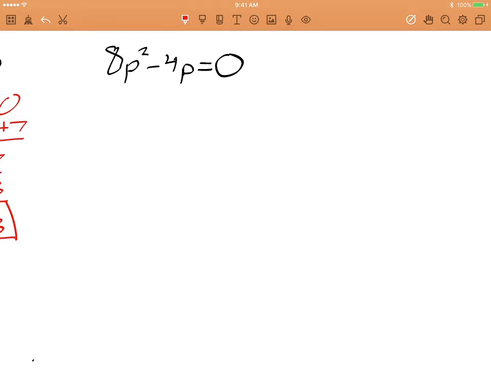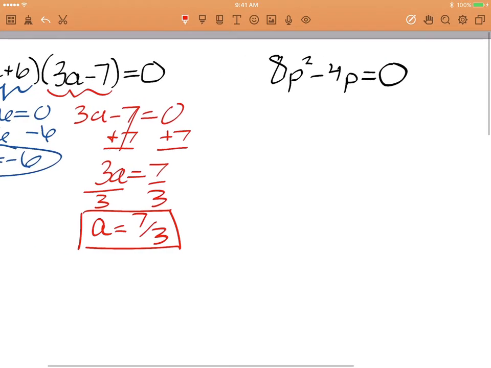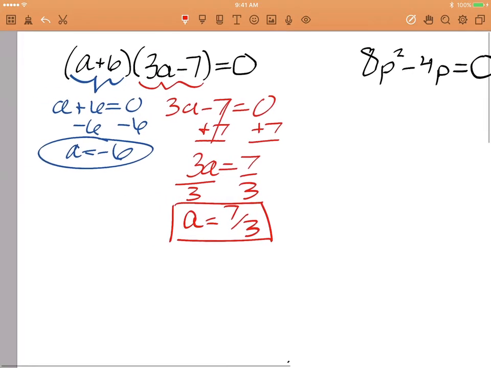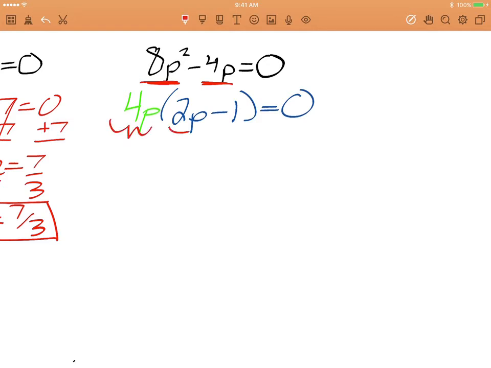Let's look at this next one. Now here I don't have two factors, so I have to factor these out. I have to break these apart so that I can set each factor equal to 0, just like I did in the last problem. I notice that these two terms are both divisible by 4 and p. So I'm going to take out a 4, and I'm going to take out a p. Then inside I'm going to have 2p minus 1, and that's going to equal 0.